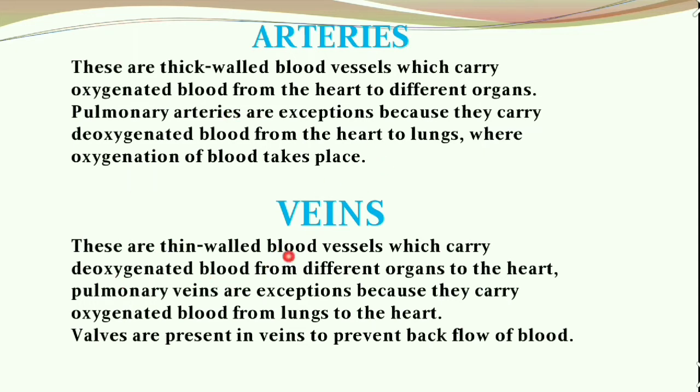Veins are thin-walled blood vessels which carry deoxygenated blood from different organs to the heart. Pulmonary veins, again, are an exception because they carry oxygenated blood from the lungs to the heart. Valves are present in the veins to prevent the backflow of blood.